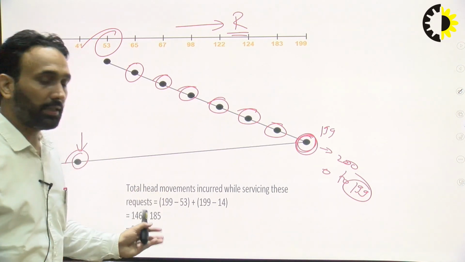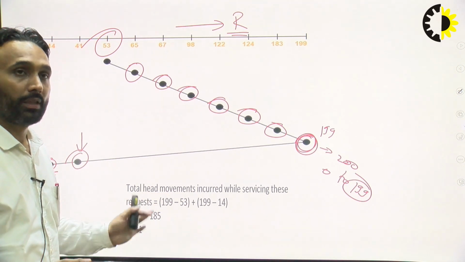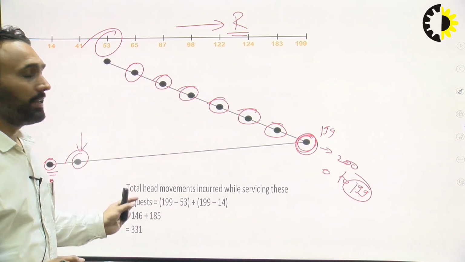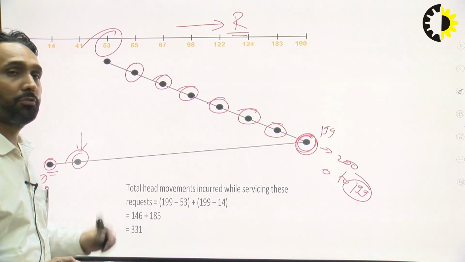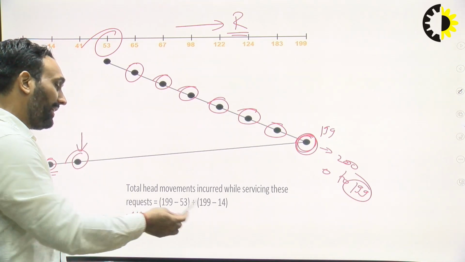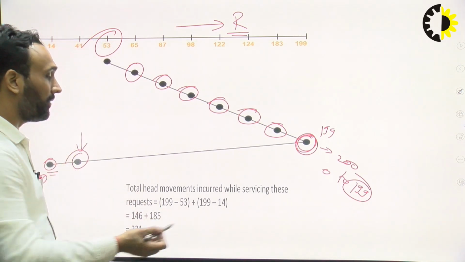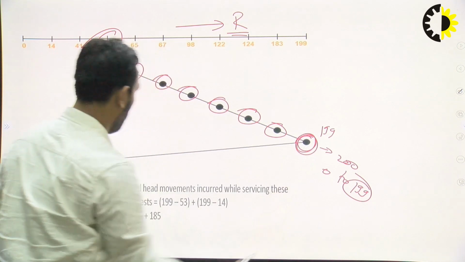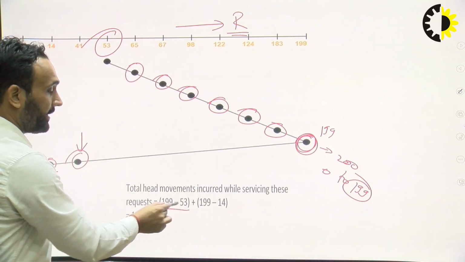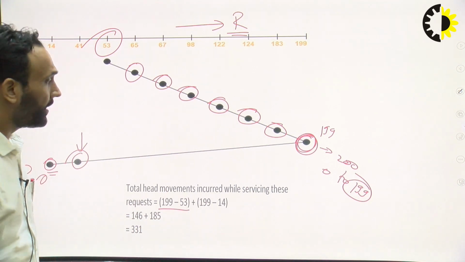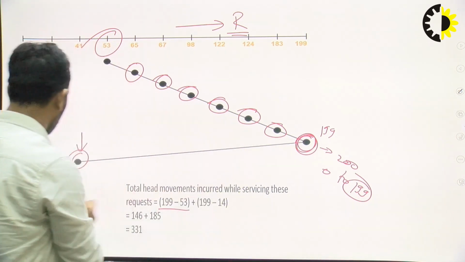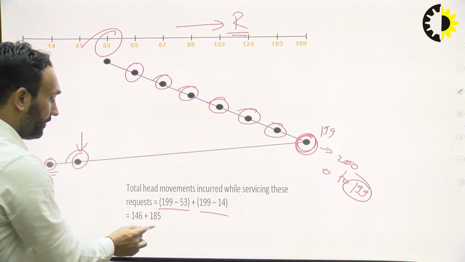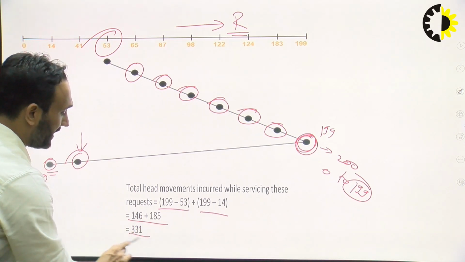So this method is also fast as compared to FCFS, and it is the best approach when the number of heads is more as compared to the FCFS method. In this method only two calculations are required. Why two? Because the head starts from 53 to 199, that is 199 minus 53, and in the other direction it moves from 199 to 14 and then to 0. Then we calculate the seek time, that is 331.